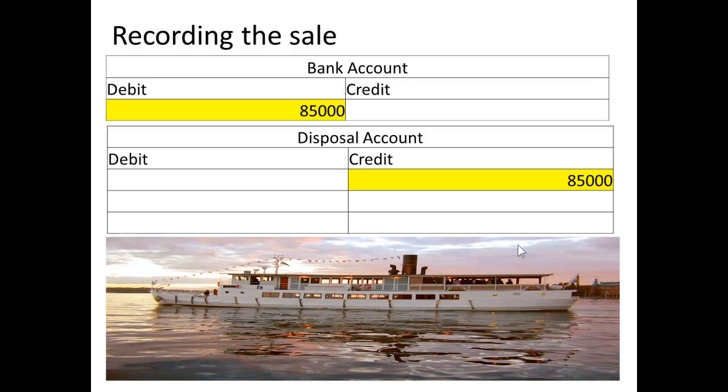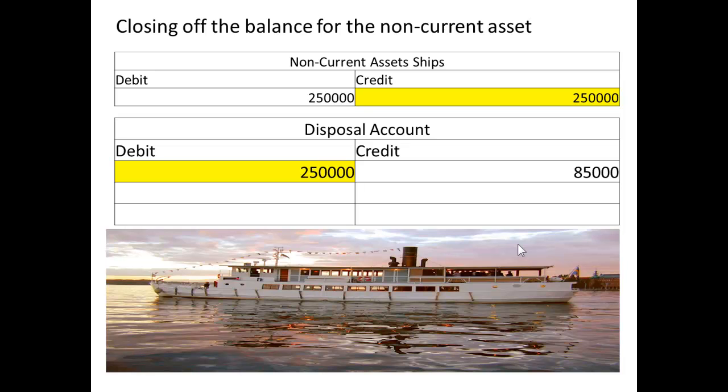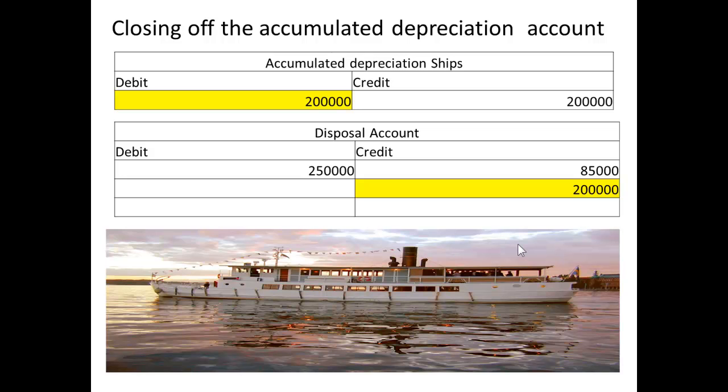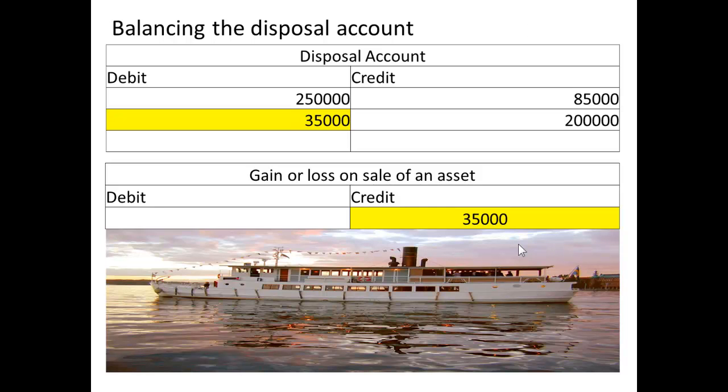So to record the sale, we received £85,000. So we will debit the bank account with £85,000. We'll credit the disposal account with £85,000. I'm now going to close off my non-current asset account. I'm going to credit it with £250,000, and I'll debit the disposal account with £250,000. So there's my double entry again. And to close off the accumulated depreciation account, I will debit that with 200,000. I'll credit the disposal account with 200,000. I have my next double entry completed.